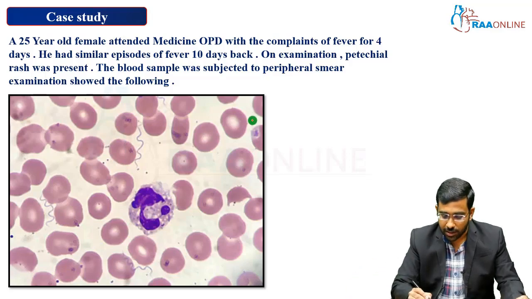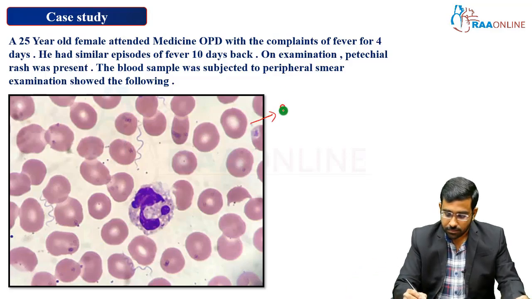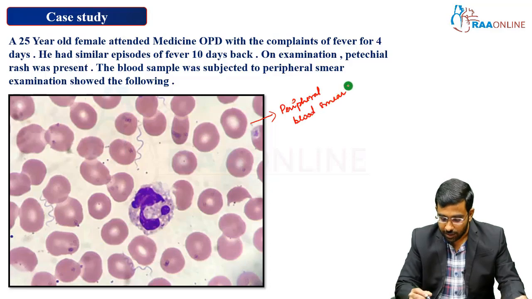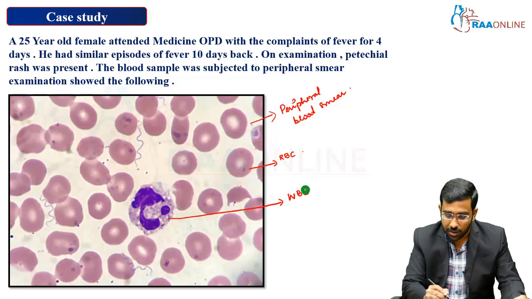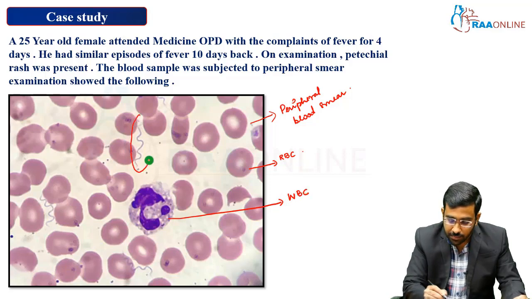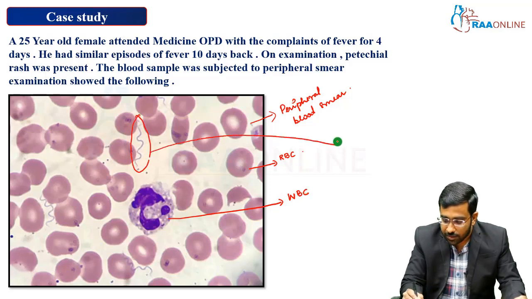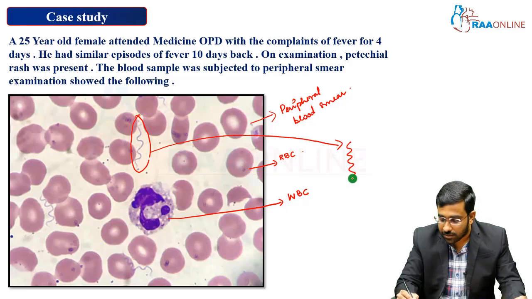So here, you are able to see a peripheral blood smear, and you are able to see RBC. You are able to see WBC. Apart from that, we are also able to see this particular structure. We are able to see this particular spiral structure.